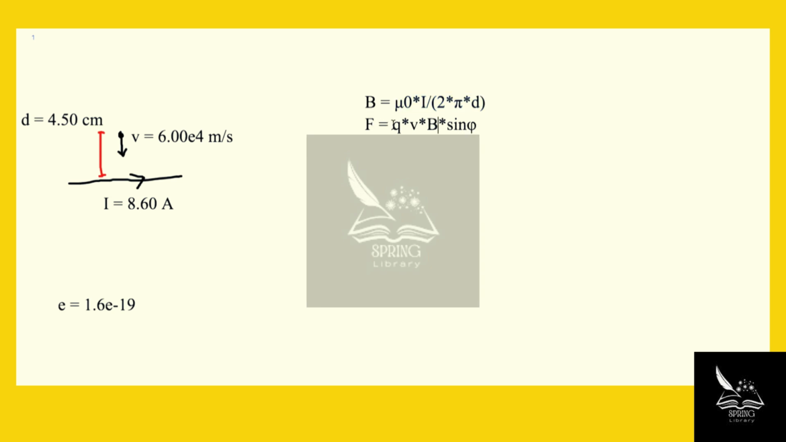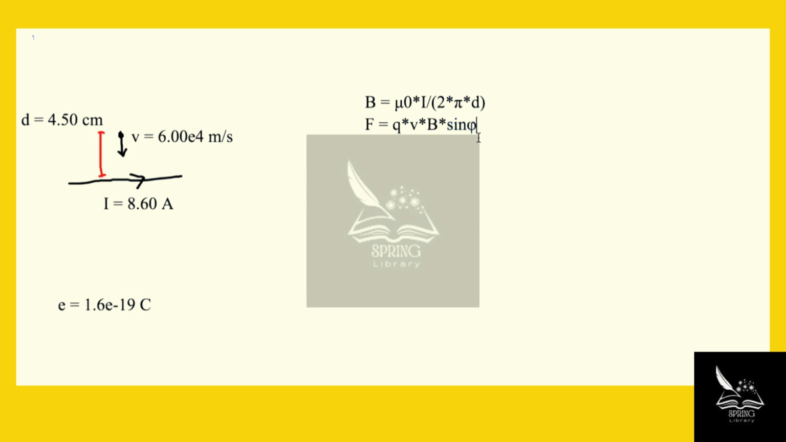So the force is going to be q, the charge of the particle, which we know is the charge of an electron, 1.6 times 10 to the minus 19 coulombs. The velocity, we're told here, is 6 times 10 to the 4th. The magnetic field we just found up here. And now the sine of phi, where phi is the angle between the velocity and the magnetic field.